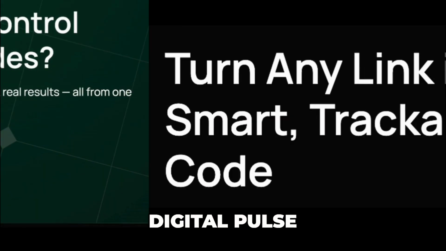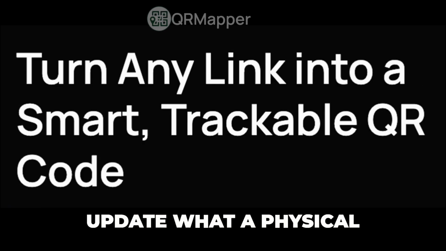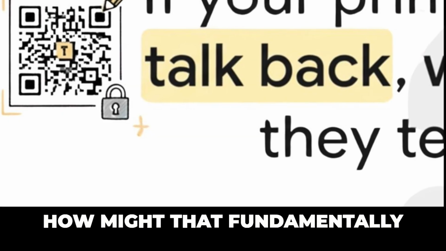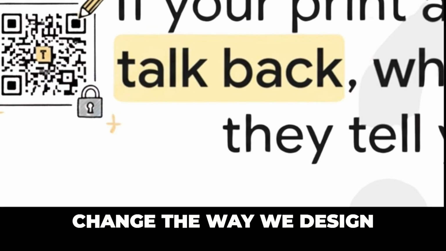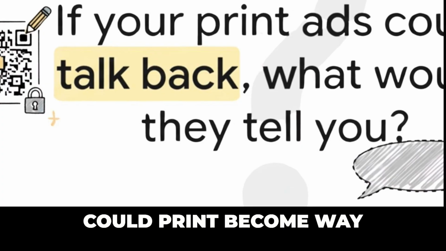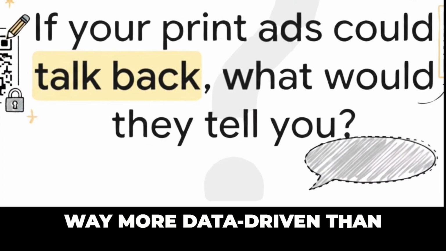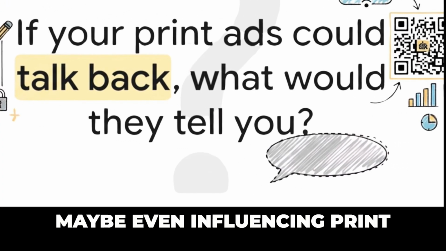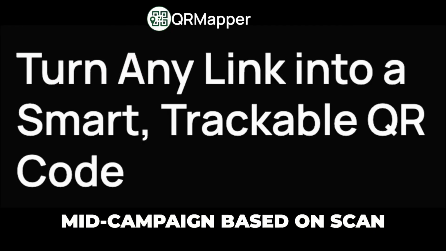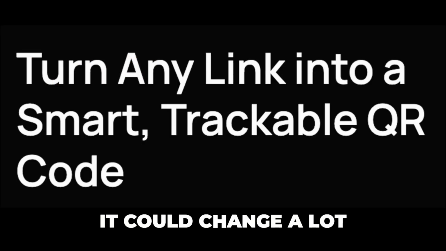That's a really good way to put it, digital pulse. If you can constantly update what a physical link does, and you get real-time data back from it, how might that fundamentally change the way we design, budget for, and measure the success of any printed material? Could print become way more agile, way more data-driven than we ever thought possible? Maybe even influencing print runs or content choices mid-campaign based on scan data? Something to think about.